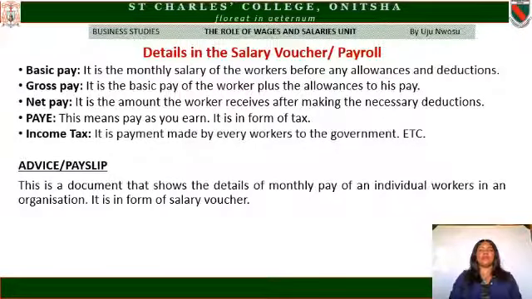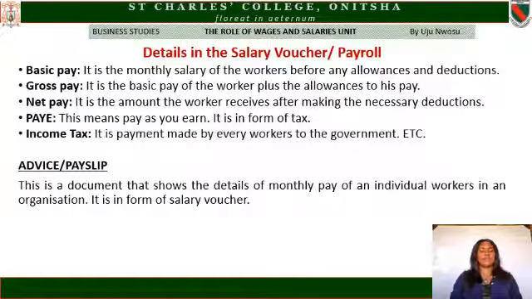Payee, which is pay as you earn. This is in form of tax, money that is being removed from the salary before the main payment will be made to the worker. Income tax is payment made by every worker to the government. Every worker that receives their payment at the end of every month normally pays this tax. It must be deducted from their salary before payment will be made to them.